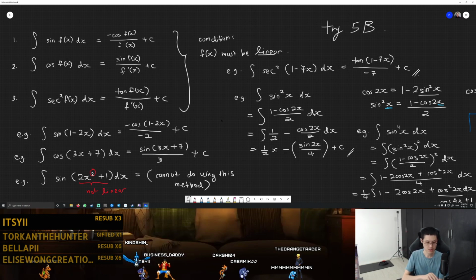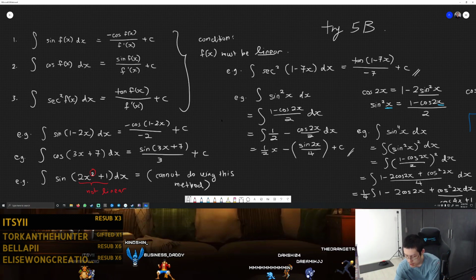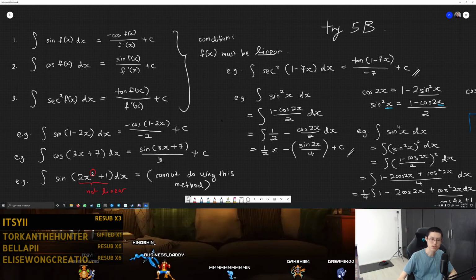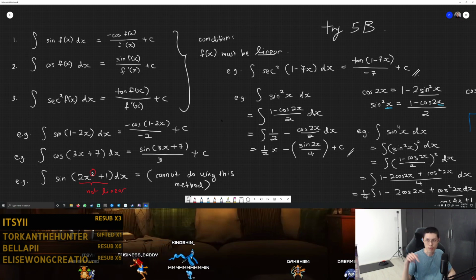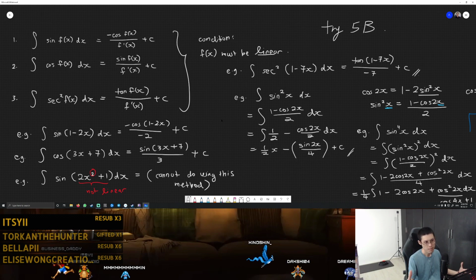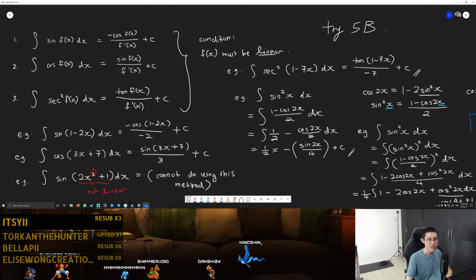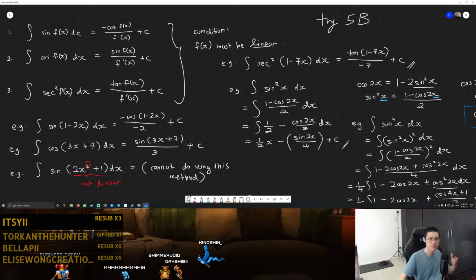Just do 5B. And then next class, we are going to do integration by substitution. And then the following class, we're going to do integration by parts. A lot of this, if you've done further math, you've actually done before already. So this should be a cakewalk for you.